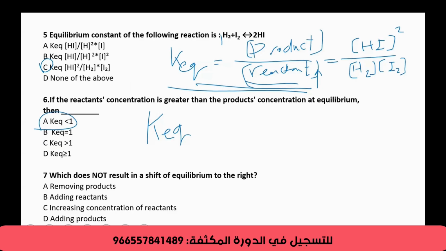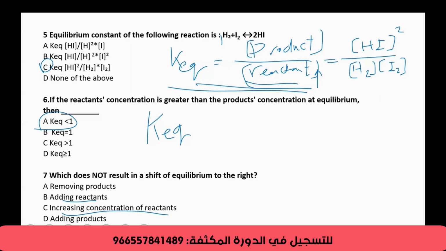Good. Number 7, which does not result in a shift of equilibrium to the right. Okay, how? There is no shift to the right. Removing products, adding reactants, increasing concentration, or adding products. Basically, there are repeated answers, right? Adding reactants or increasing concentration of reactant is the same thing. Probably they will shift to the right. B, C, shift to the right.